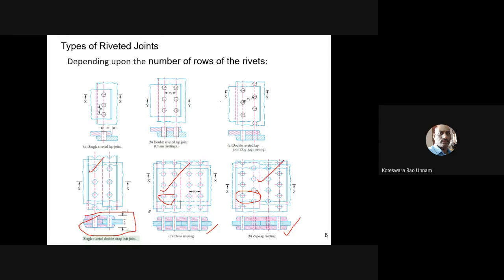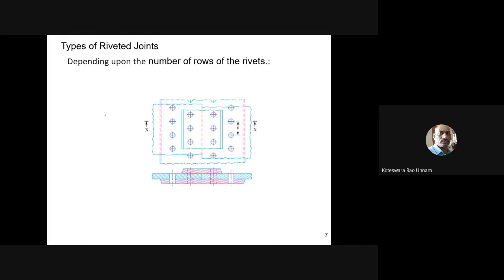Similarly, if I increase one more row in each joint here, that means if I place one more rivet here, then I'll call it triple riveted. Like that, you can increase the number of rows, and therefore you will give a different name for the joint also. So you can see here, this is another kind of joint, depending upon the number of rows of rivets. That's what we are discussing here.